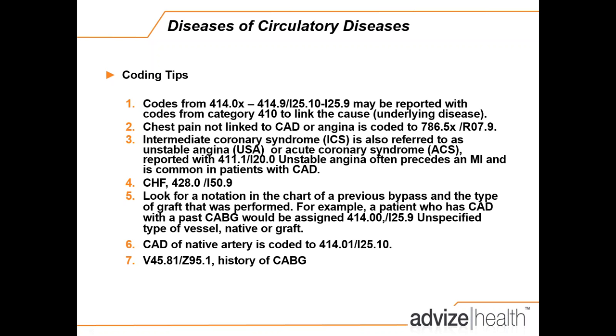Congestive heart failure, I59. Look for notation in the chart of a previous bypass and the type of graft that was performed. For example, if a patient has a CAD with a CABG, it would be assigned I25.9, unspecified type of vessel, native or graft. That's basic. CAD of native artery is coded I25.10. And then, of course, your history of CABG, the Z95.1.